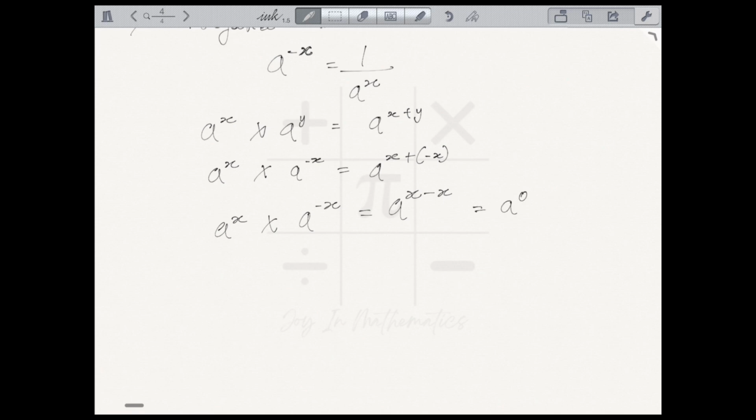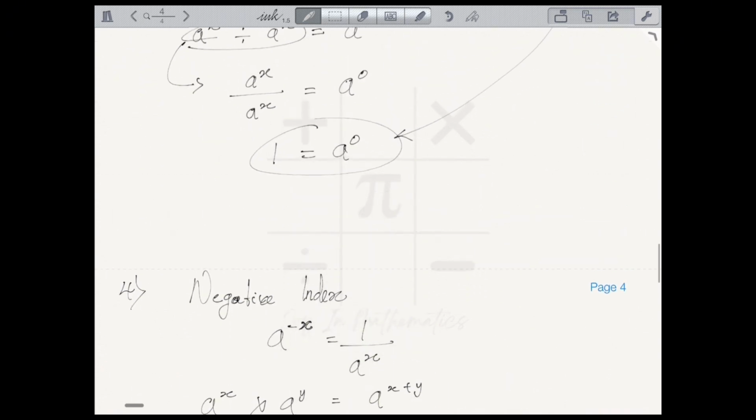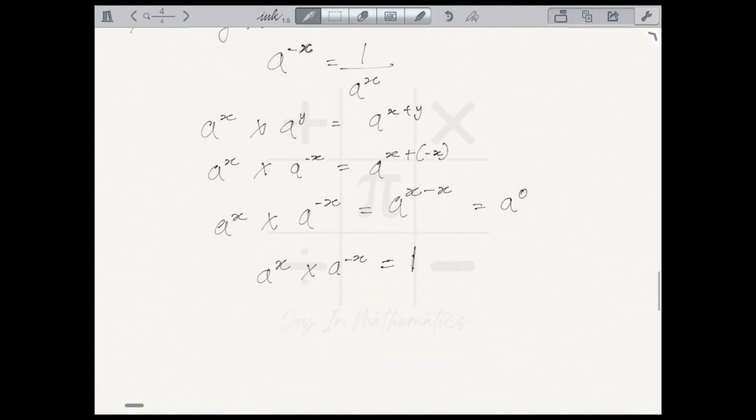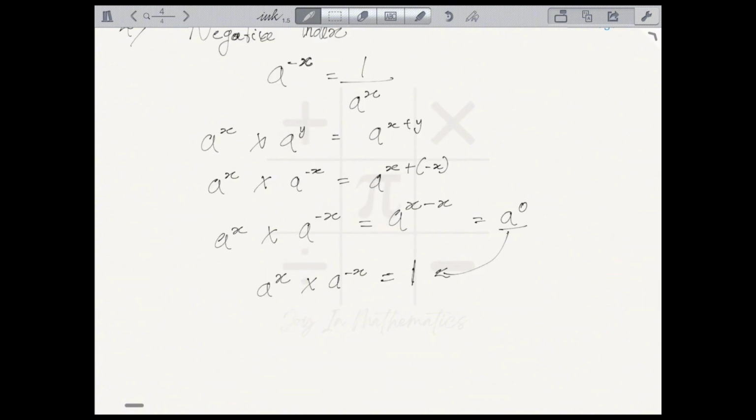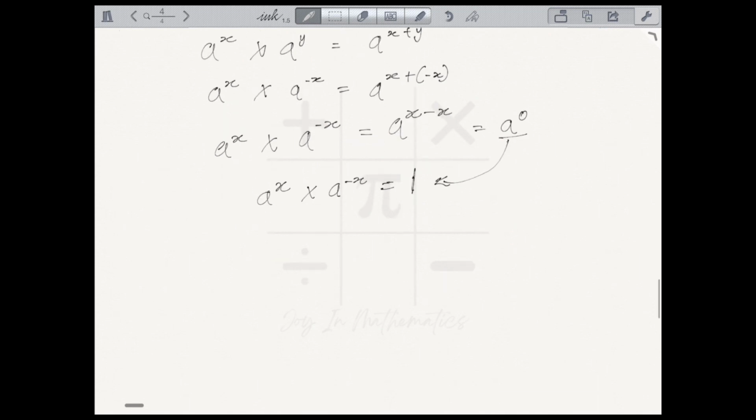A raised power 0. Therefore we can say that a raised power x multiplied by a raised power minus x is equal to 1, because according to the zero index, anything raised to the power of 0 is equal to 1. Therefore a raised power 0 is 1. So now let us make a raised power minus x the subject of the formula, and therefore it gives us 1 over a raised power x. This is for the negative index.